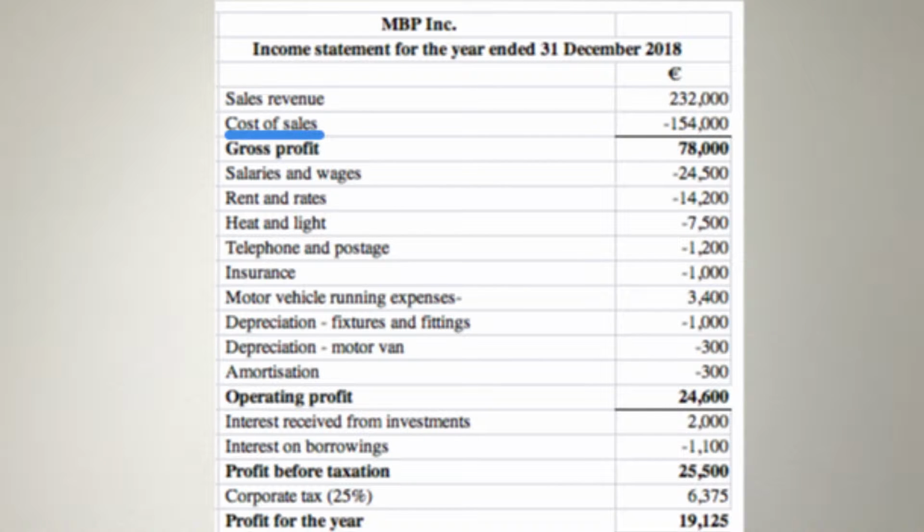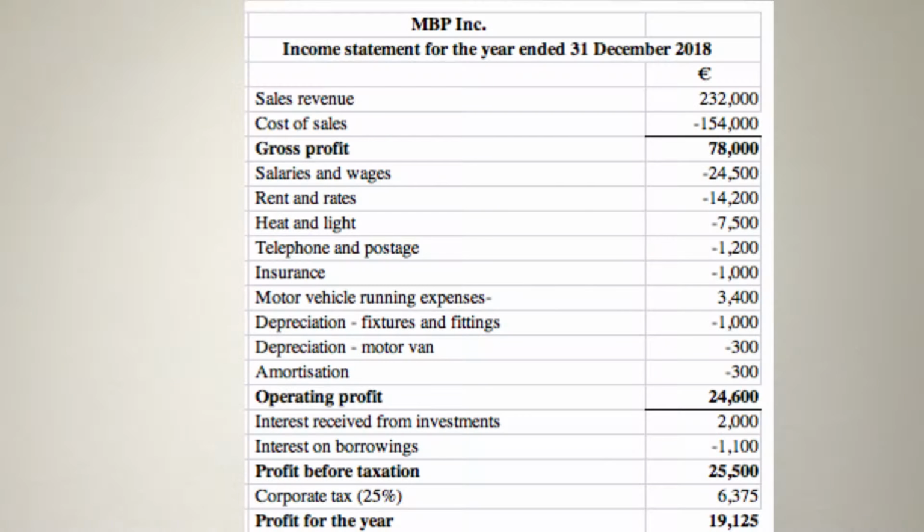The cost of sales or the cost of revenue, those terms can be used interchangeably, represent the expenses the company has paid in order to manufacture, source and deliver a product or service to the end customer. In our case, the cost of goods sold is 154,000 euros.